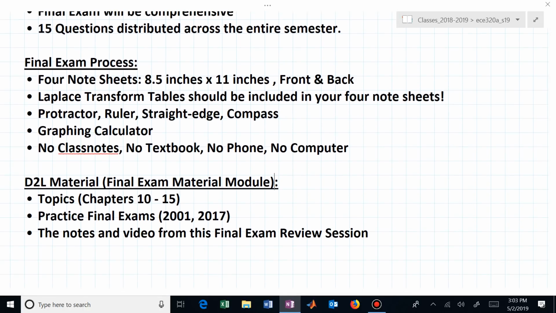And the material that's in the module on D2L concerning the final exam is a list of topics that essentially, I hope, is what we've covered this semester. There's a couple of practice final exams, and yes, there are answers to those, not necessarily solutions, but answers. And the notes and video from this final exam review session will be inside that module.